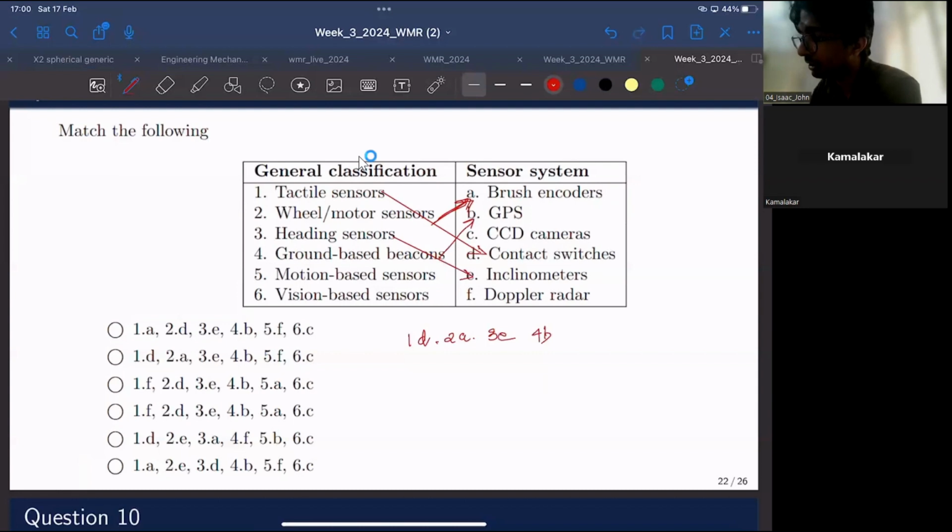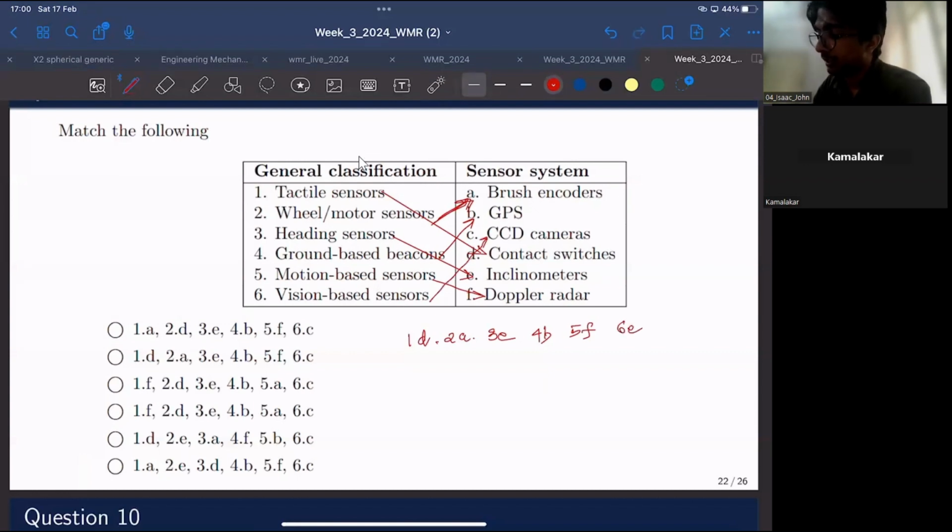Then what do we have? Motion-based sensors. So like what we discussed earlier, the Doppler effect or the Doppler phenomena can be used to measure motion of objects, actually motion of obstacles. So 5 is obviously F, and vision-based sensors, that is option C, charge coupled devices. CCD cameras, that is vision sensors, 6E.